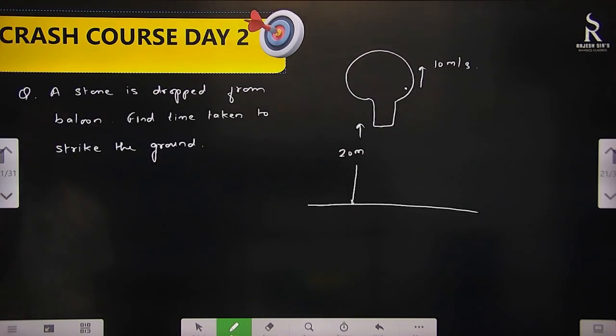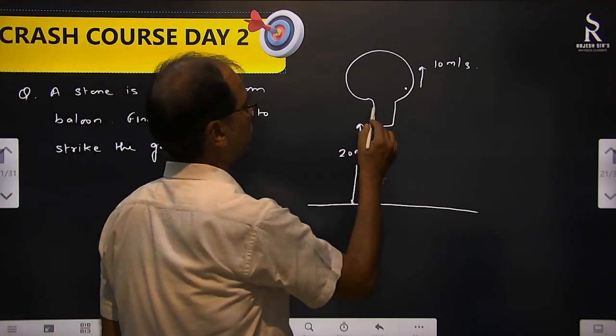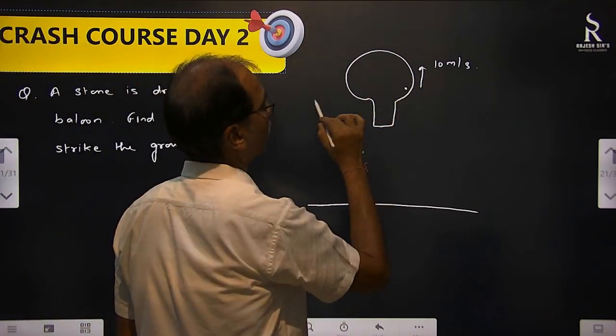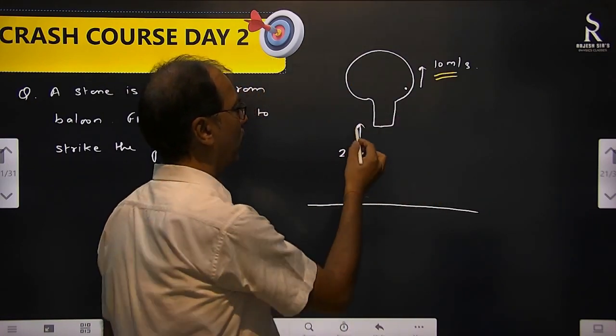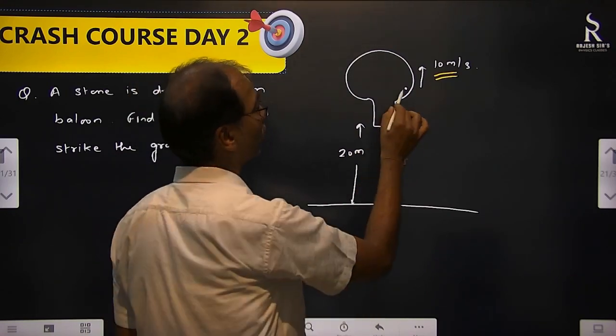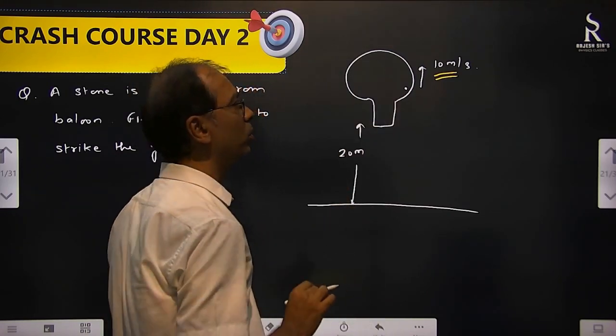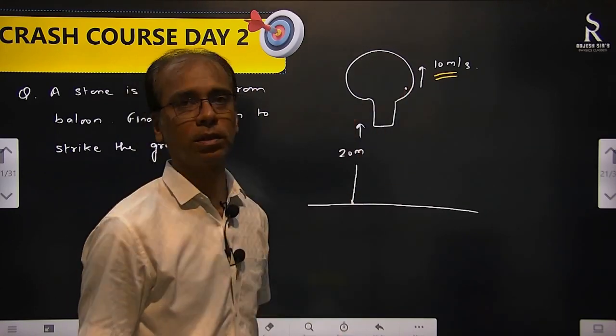Balloon problem. Okay. A stone is dropped from a balloon. Find time taken to strike the ground. Here is a balloon. Okay. This is going up with the speed of 10 meters per second, and height of the balloon is 20 meters. The question here is, when you are dropping the stone from the balloon, what is its initial velocity? Initial velocity 10 meters per second.